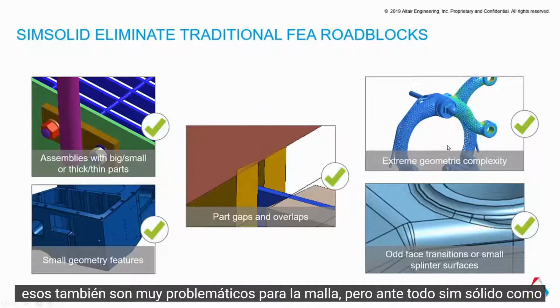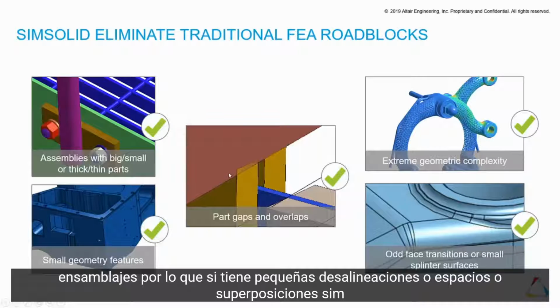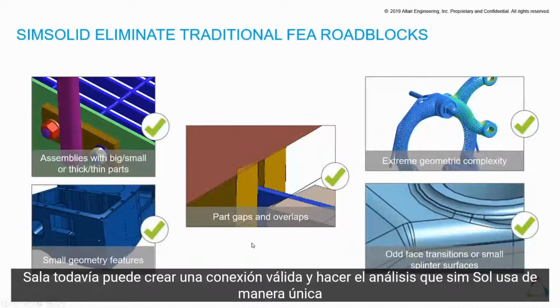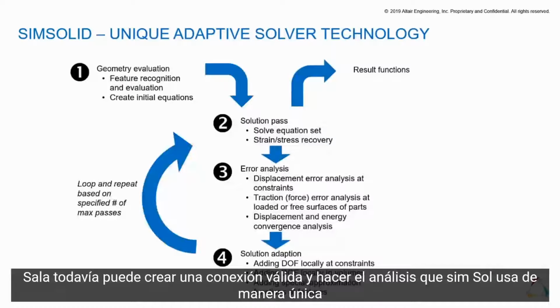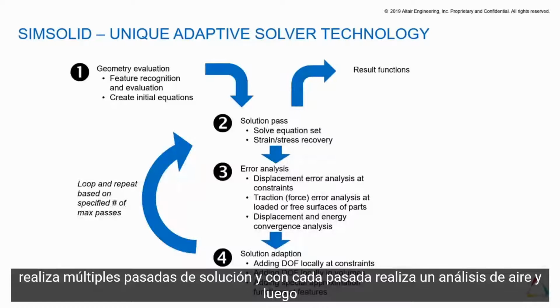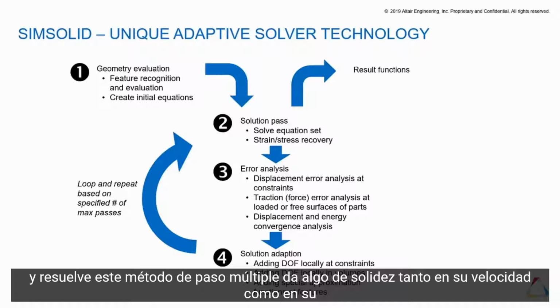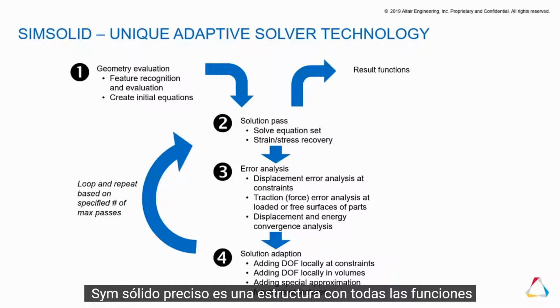But first and foremost, SimSolid is a way to accurately and quickly model small imperfections between parts in an assembly. So if you have small misalignments or gaps or overlaps, SimSolid can still create a valid connection and do the analysis. SimSolid uses unique adaptive solver technology. It doesn't just solve the equations one time, but it does multiple solution passes. And with each pass, it does error analysis, and then it does solution adaptation where it locally enriches the equations and resolves. This multiple pass method gives SimSolid both its speed and its accuracy.